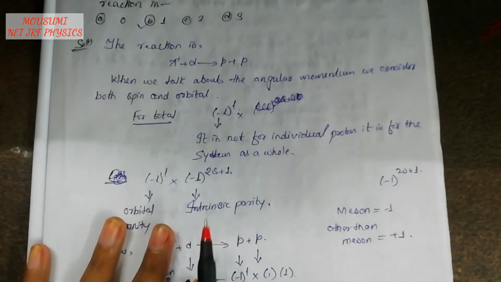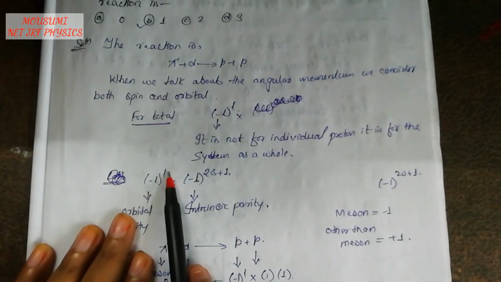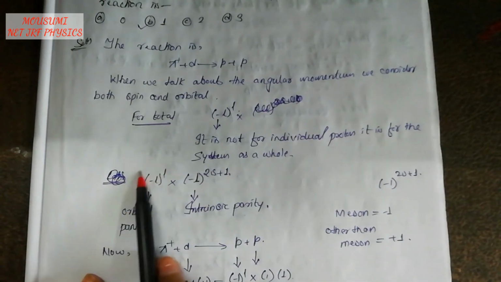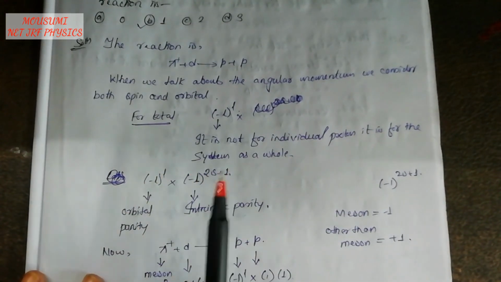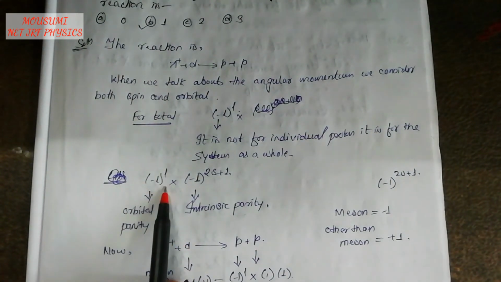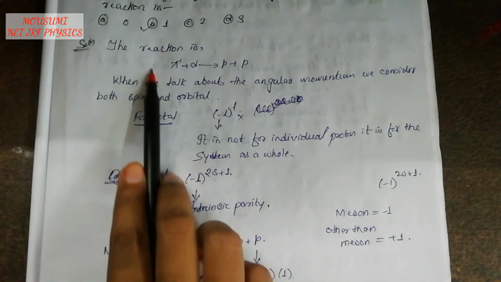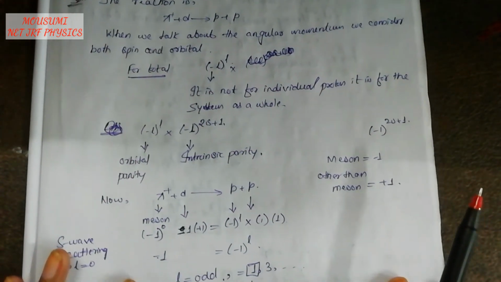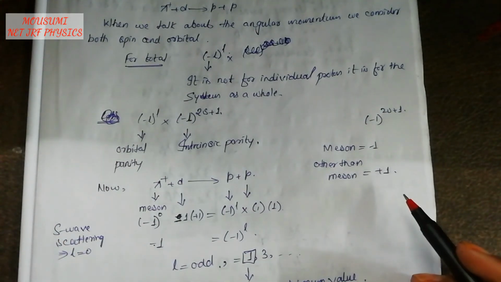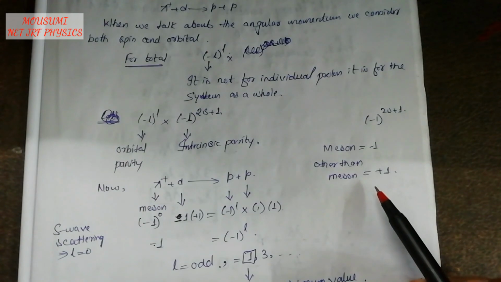So for the total, we will write what? Minus 1 to the power L into minus 1 to the power 2s plus 1. This is the orbital parity, this is the intrinsic parity, and we have to keep in mind this particular term, it is not for individual proton, it is for the whole of the system, and same thing is for this side also. Now what we will see, the parity for mesons we know it is minus 1, and for all other particles besides meson it's plus 1.